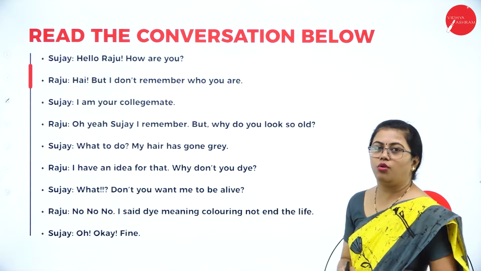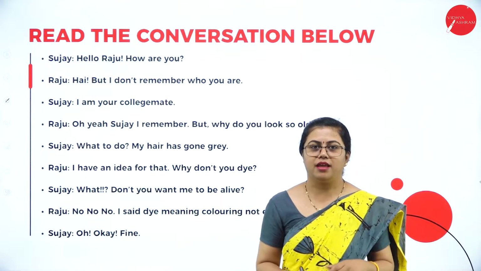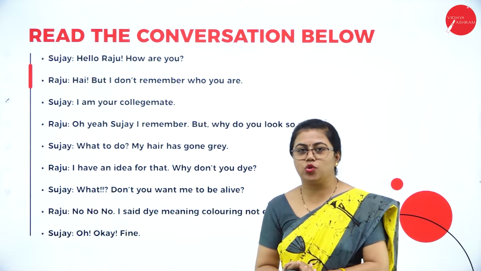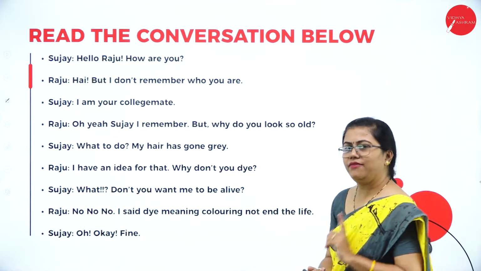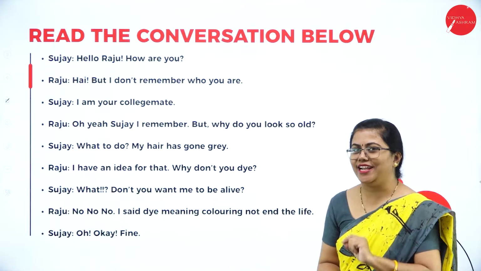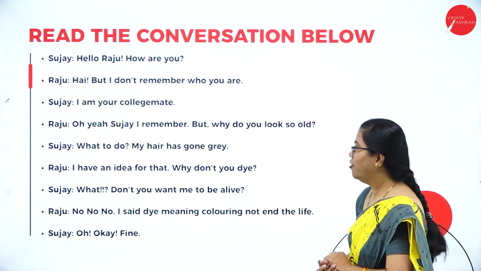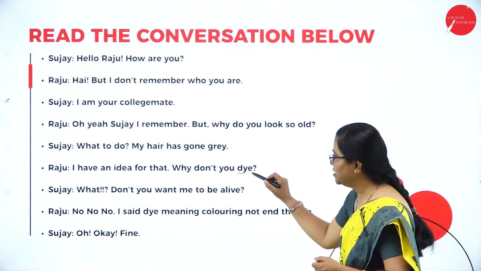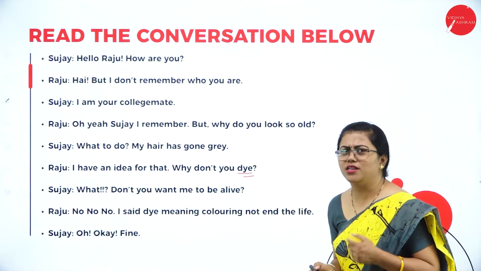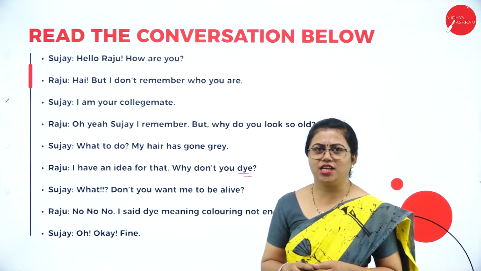So now he is looking old. His hair has gone grey. The hair has gone grey. So that's why he is looking older. I have an idea for that. So Raju has an idea for that. Let us see how funny this is. Why don't you dye? So he is asking him to dye. What dye? How does Sujay get confused?